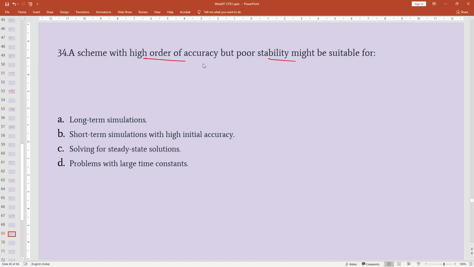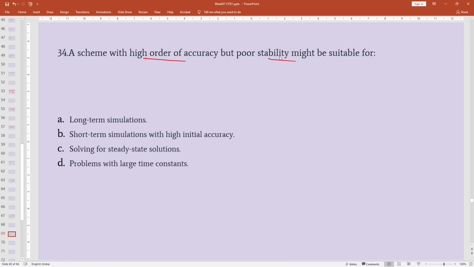can we use that kind of a scheme for something useful? Options are A, long-term simulations. Option B, short-term simulation with high initial accuracy. Option C, solving for steady-state solutions. Option D, problems with large time constants. Option A, sir. No, wrong.